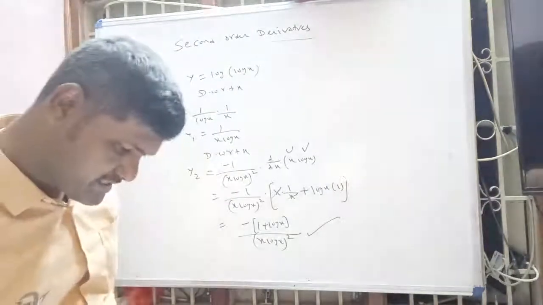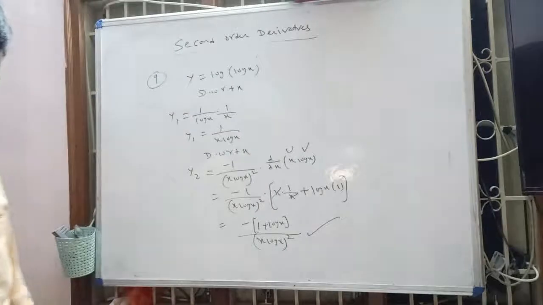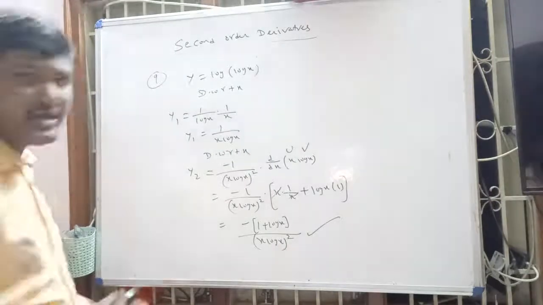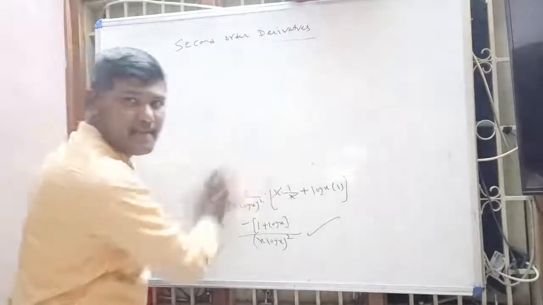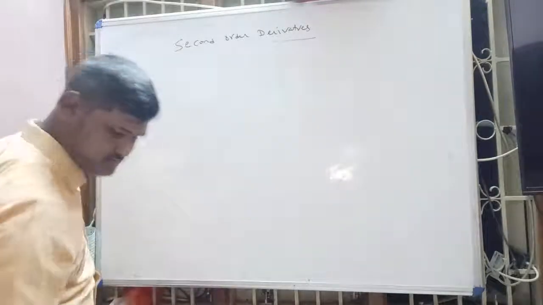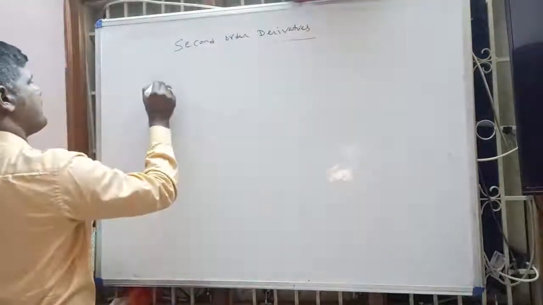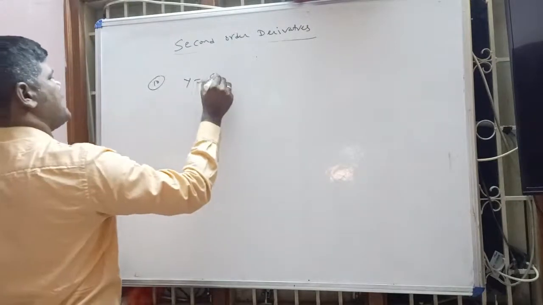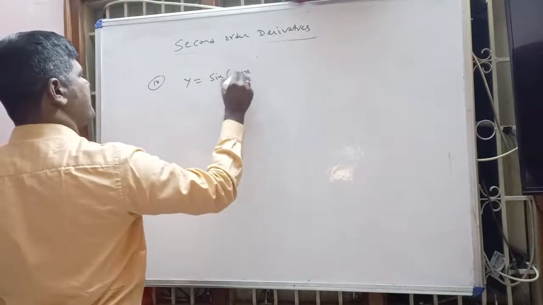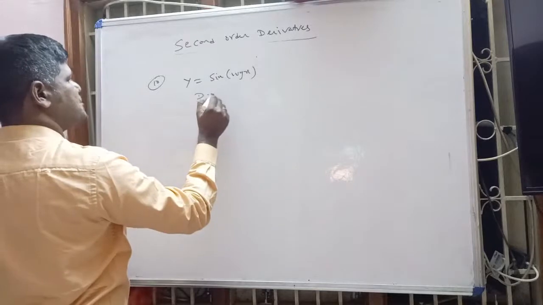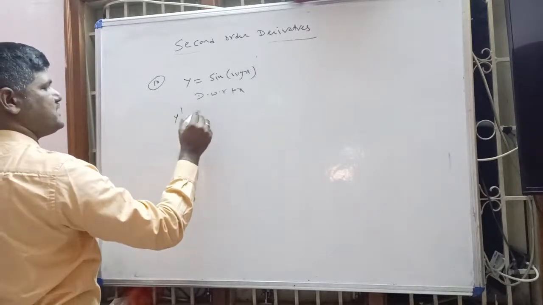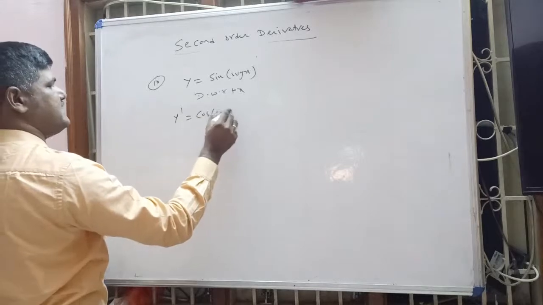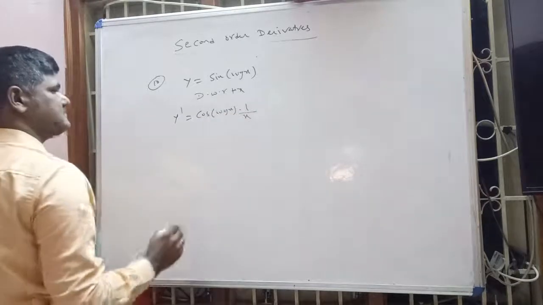The last question in the exercise, sine of log x. Can I go to the last question, everybody? Sine of log x. Question number 10. Y is equal to sine of log x. After differentiating with respect to x, y dash: the derivative of sine of log x means cos of log x into the derivative of log x, which is 1 by x.